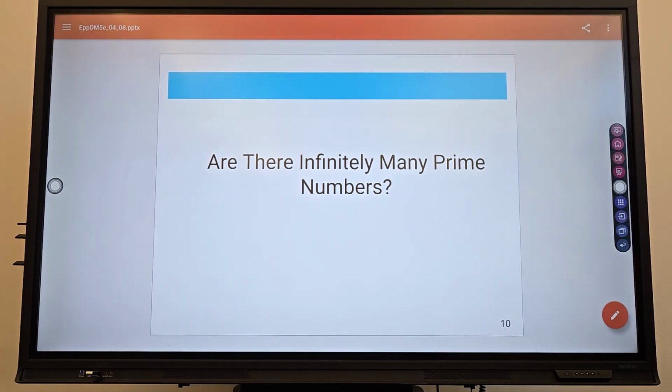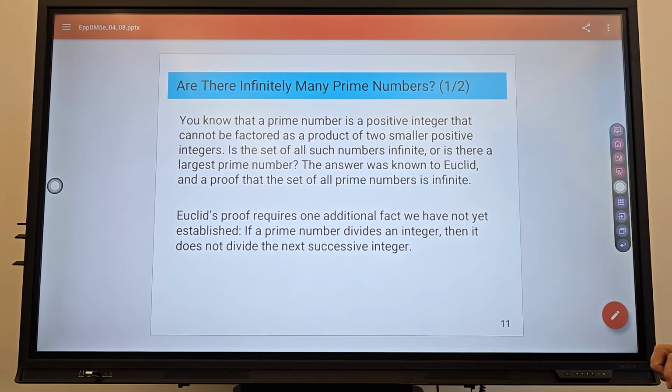Are there infinitely many prime numbers? We know what a prime number is. Is that set of numbers infinite? Or is there a largest prime number? Euclid figured this out, and gave a proof that the set of all prime numbers is infinite.